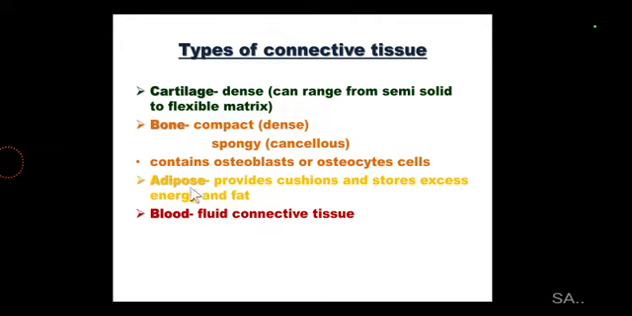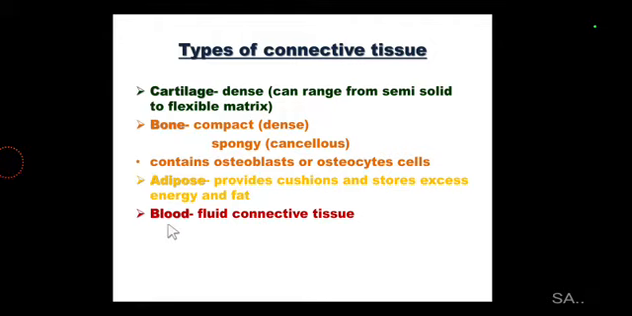The other type of connective tissue is adipose, so fats. Adipose is a type of connective tissue that provides cushions, that is support, and it also stores excess energy in fat. Besides this, it also helps maintain the temperature through insulation.